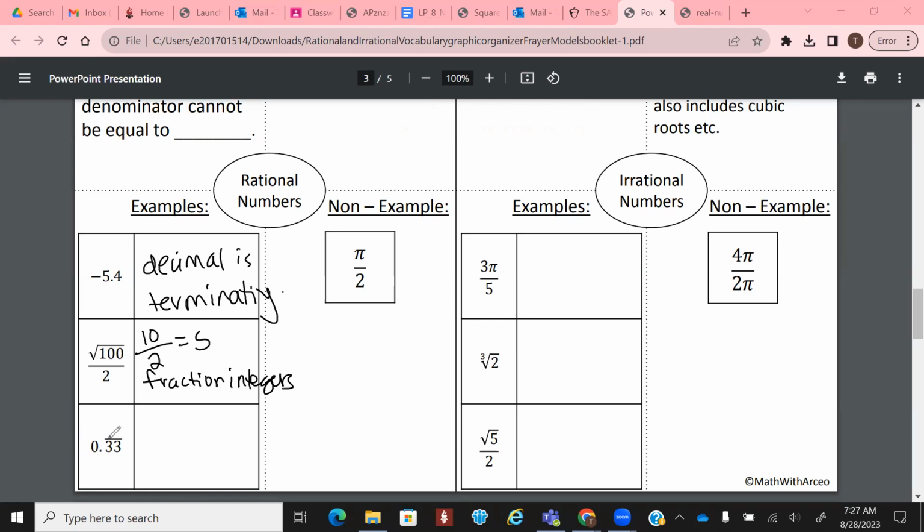On the next one, this little symbol right here means repeating. Okay, so the decimal has a pattern. Then that's what makes it rational.